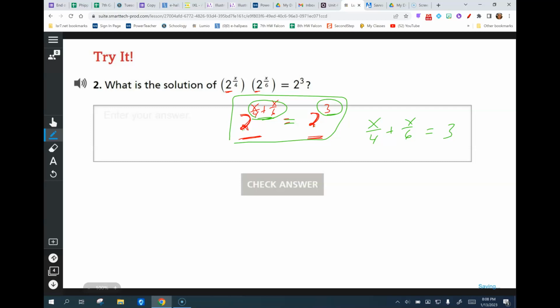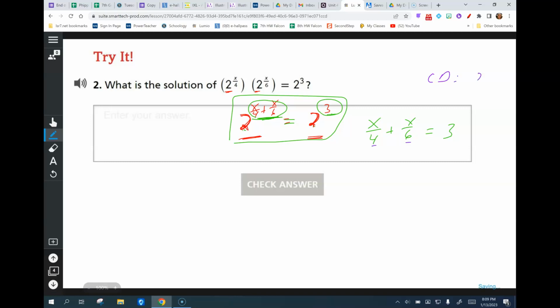But once we can get it down to the bases being exactly the same, then my exponents have to be equal. Okay, now we just solve this equation. I make it sound like I just now solve this equation. So I have fractions. How do I get rid of fractions? That's right, I multiply through. I clear the fraction by multiplying through by a common denominator. So what could be a common denominator between 4 and 6?